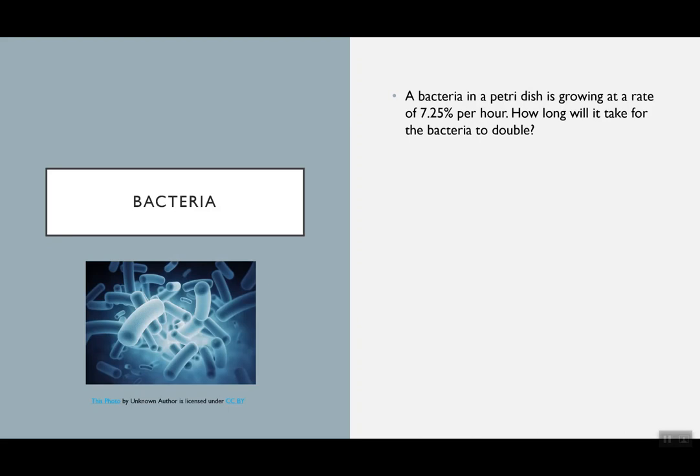Also important would be to look at bacteria. So another application of this doubling time. So here I said a bacteria in a petri dish is growing at a rate of 7.25% per hour. Now notice I changed the time. So I want to know how long will it take for the bacteria to double. So this answer that I get for the time is going to be in hours, but still it's the natural log of 2 over r.